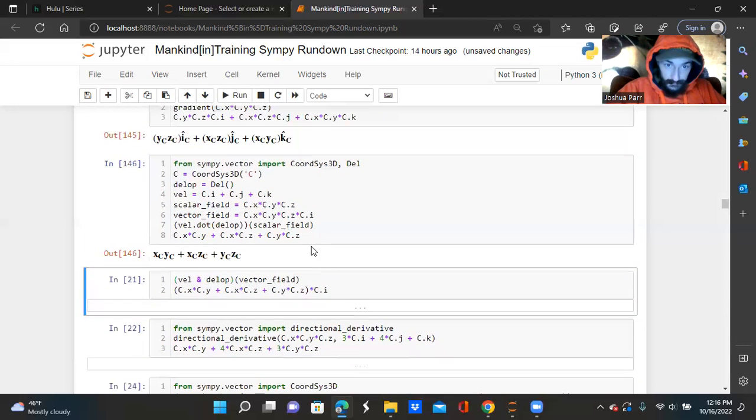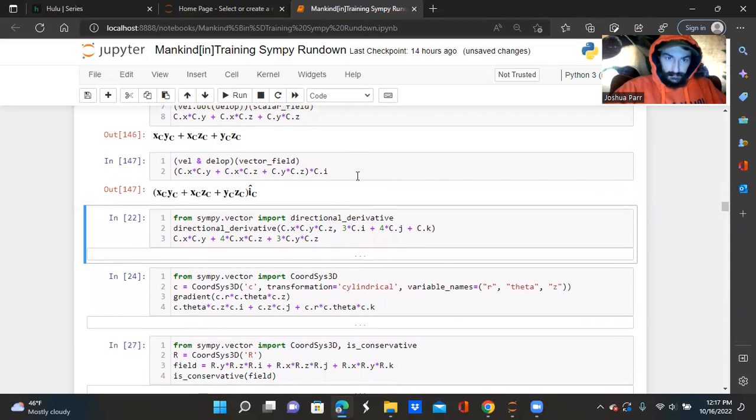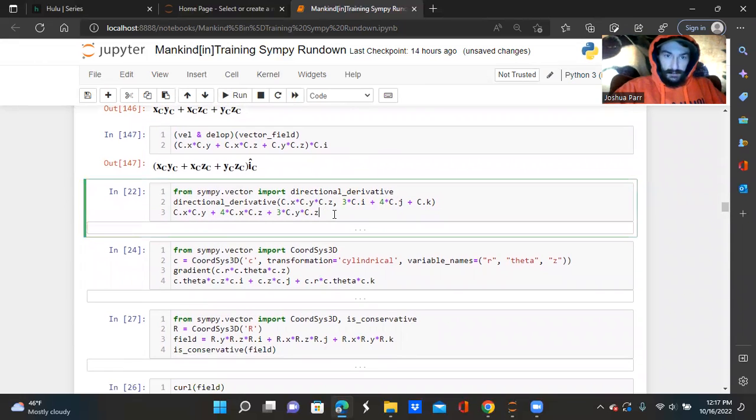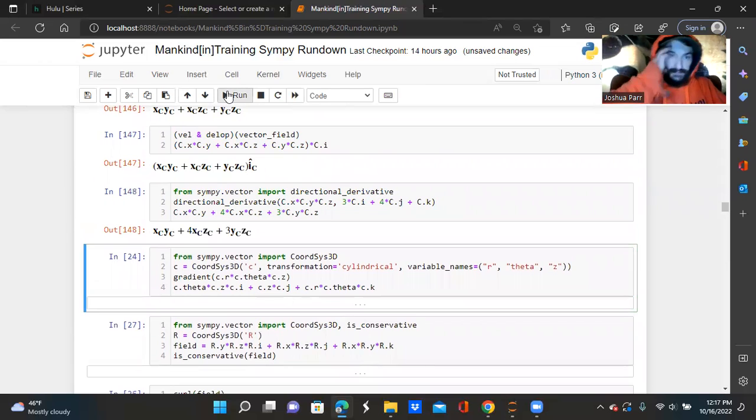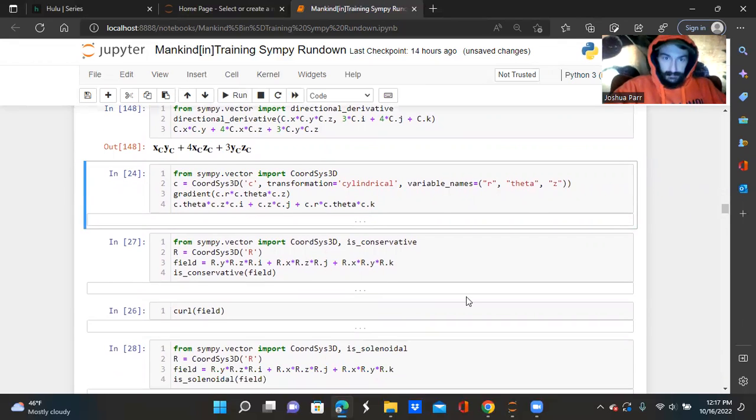And there we are. Run that. We get this curl plus I hat of z. Now, directional derivatives you can take by calling SymPy vector directional derivative. And I want the directional derivative of this set of components here. You get xcyc plus 4xczc plus 3yczc.